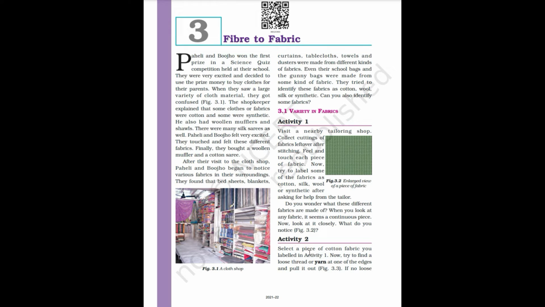Activity 2. Select a piece of cotton fabric you labeled in Activity 1. Now try to find a loose thread or yarn at one of the edges and pull it out. The sentence is broken up, so let's just read that if no loose thread is found, okay, so let's keep it in mind. Figure 3.3, which is also on the next page. So this one fiber is called a yarn. So a yarn and a fiber are the same thing. Don't think that they are different things. So let's move on.